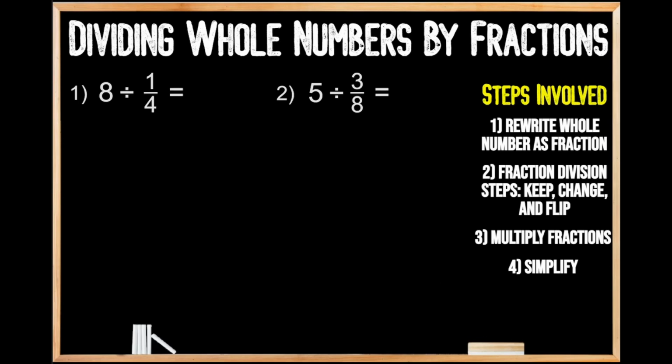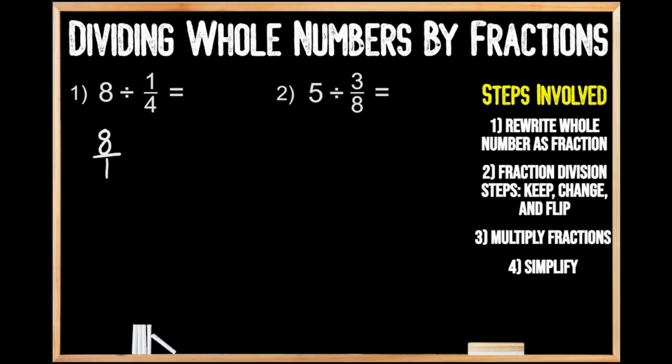Whenever we're rewriting a whole number as a fraction, we're going to write a fraction where the whole number becomes our numerator. In this case, our whole number has a value of 8, so our fraction is going to have a numerator of 8, and then the denominator is going to have a value of 1, because 8 groups of 1 is the same thing as just 8 when it's written. We've just written this whole number in fractional form.